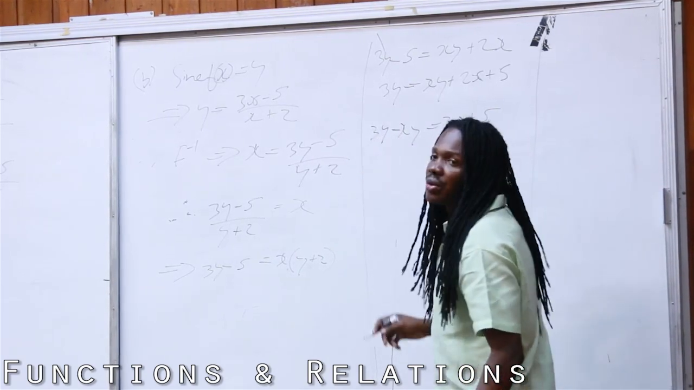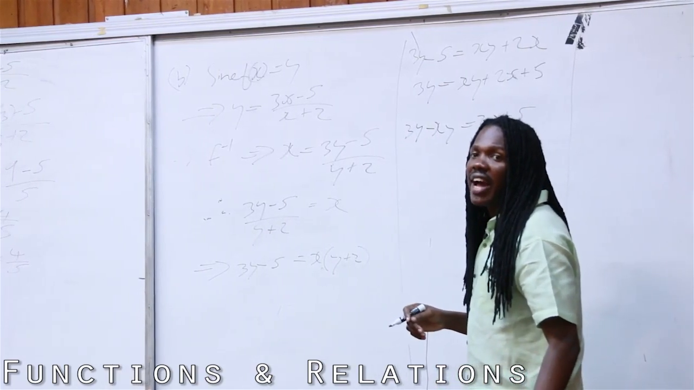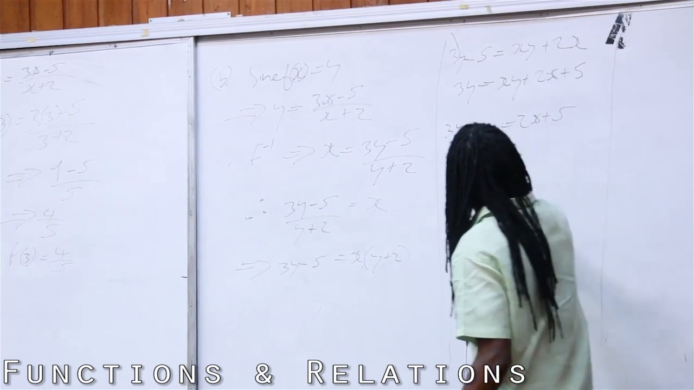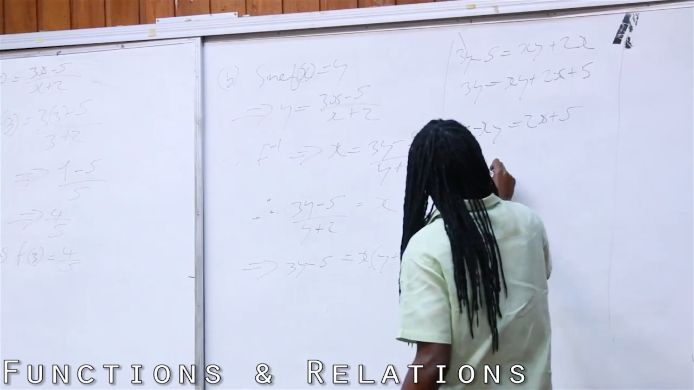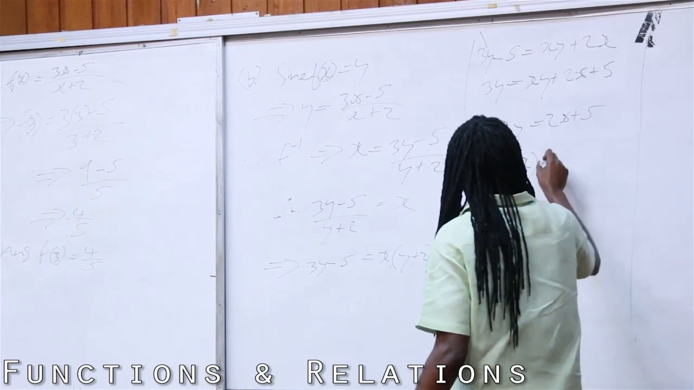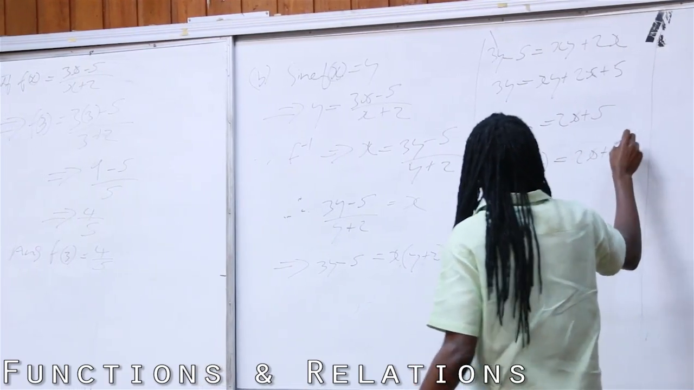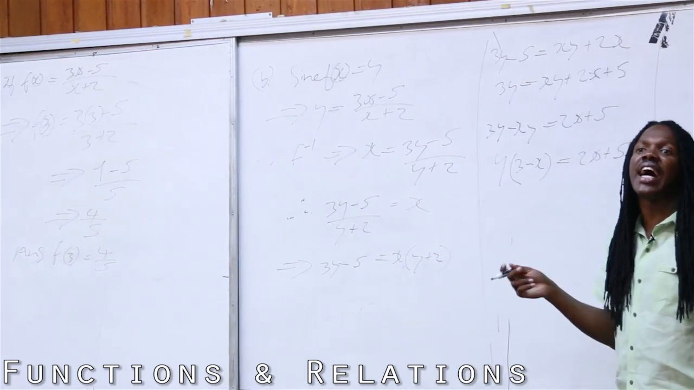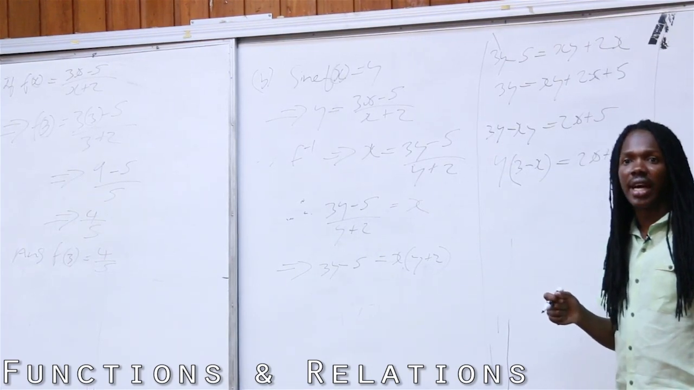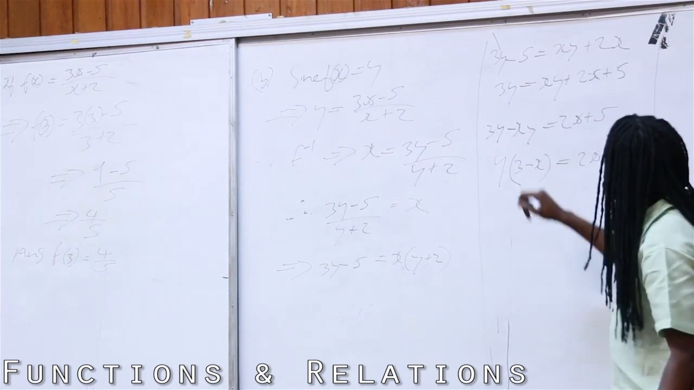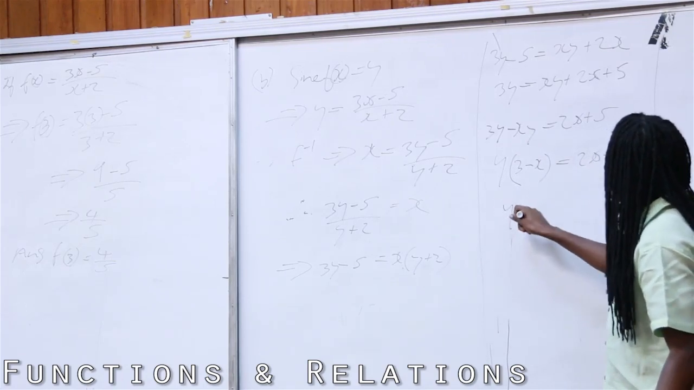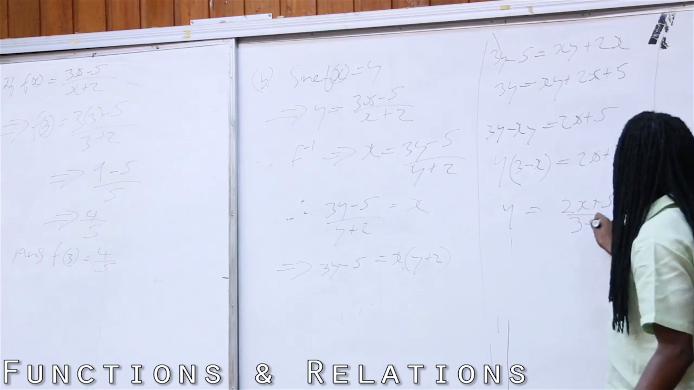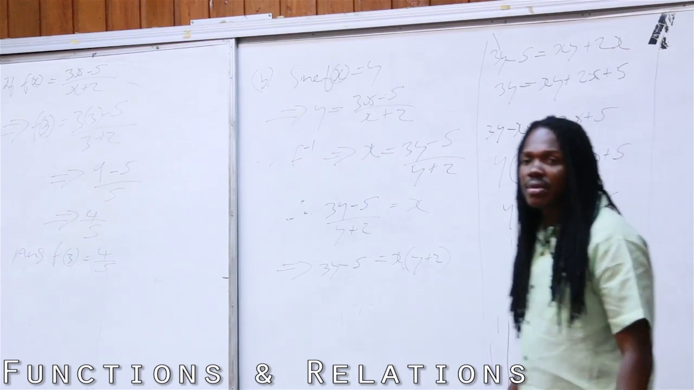Now when I reach right here, what do I do? Factorize. What is the same here? That gives me y(3 minus x) equals 2x plus 5. If you try to solve for something and you have more than one of it, you factorize. You understand? So that means that y equals (2x plus 5) over (3 minus x). You understand that?